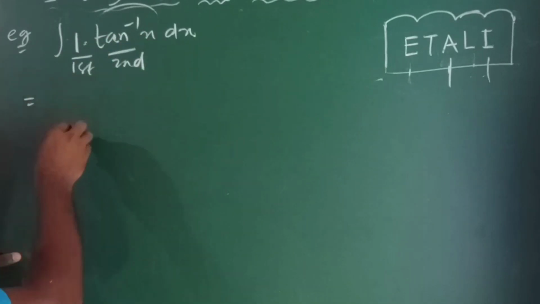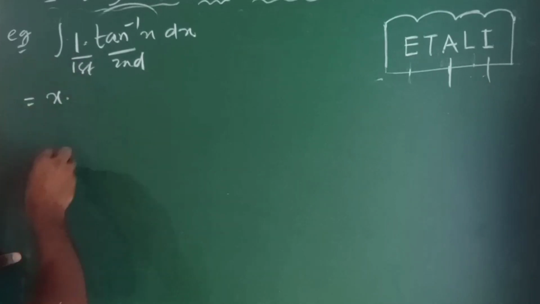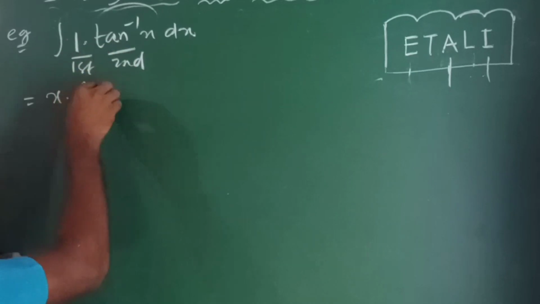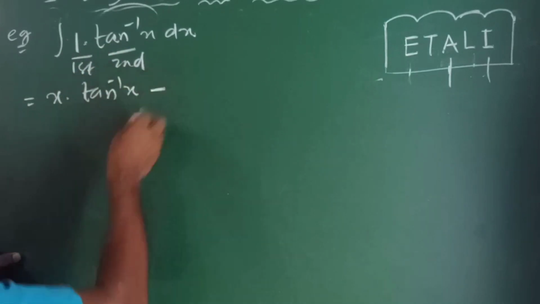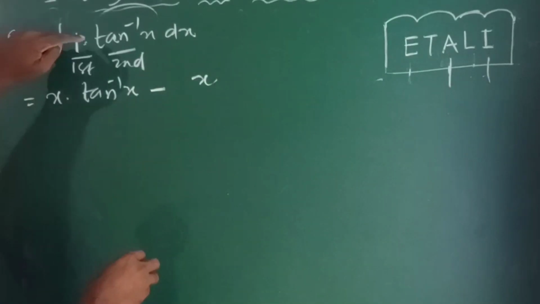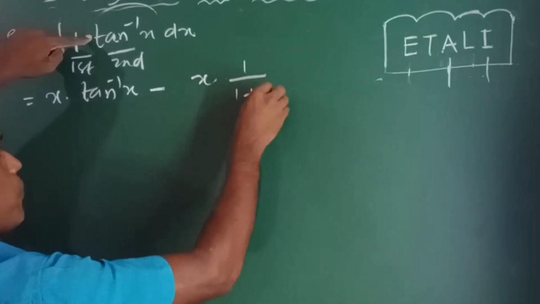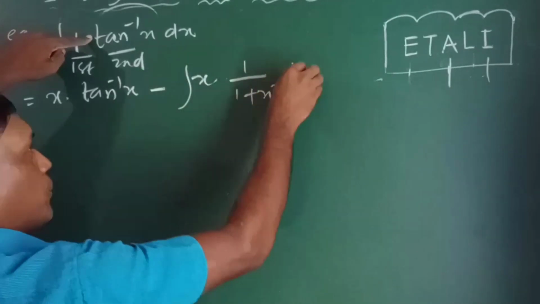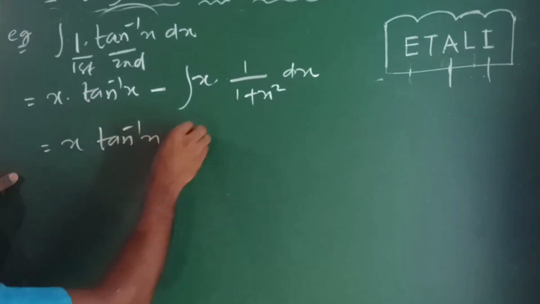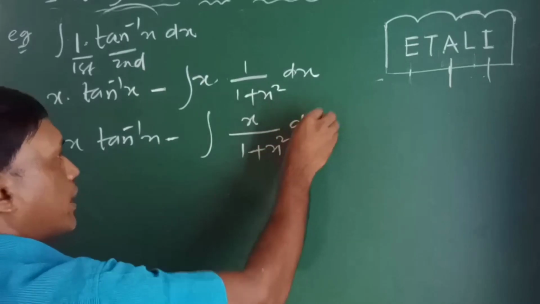Now applying formula, the formula is integration of first, means integration of 1 is x, integration of first into second means tan inverse x, minus integration of first means x into derivative of second, and derivative of second tan inverse x is 1 by 1 plus x square, integration with respect to x. This is x into tan inverse x minus integration of x by 1 plus x square with respect to x.